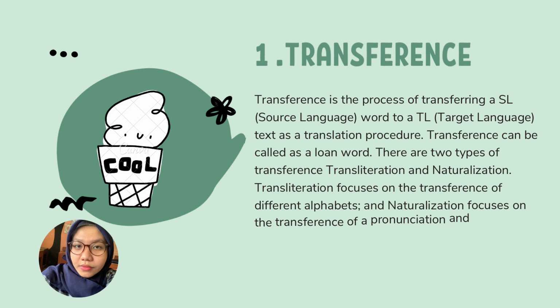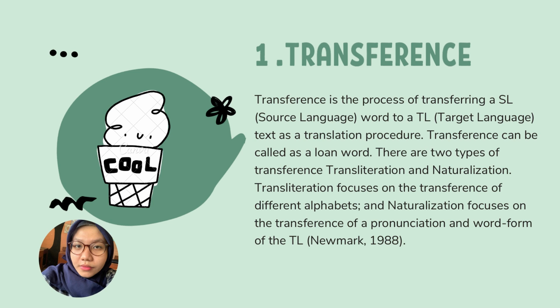Okay. First, transference. Transference is the process of transferring an SL or source language word to the TL or target language text as a translation procedure. Transference can be called a loan word. There are two types of transference: transliteration and naturalization. Transliteration focuses on the transfer of different alphabets, and naturalization focuses on the transfer of pronunciation and word form of the TL. Newmark, 1988.